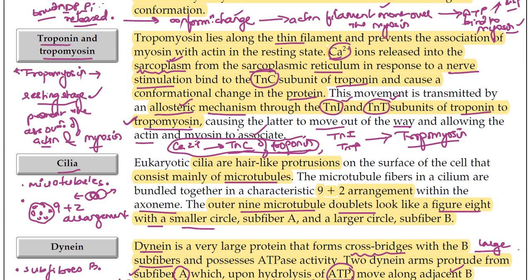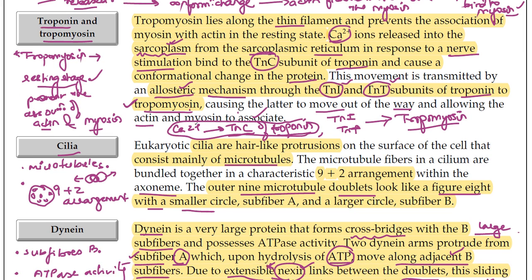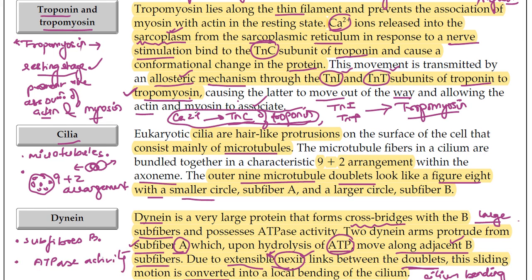The last is dynein. Dyneins are very large proteins, and they form a cross bridge with B subfibers. These dyneins protrude from subfiber A, but upon ATP hydrolysis, they move along the adjacent B subfiber. And due to the presence of nexin, the cilia can bend.